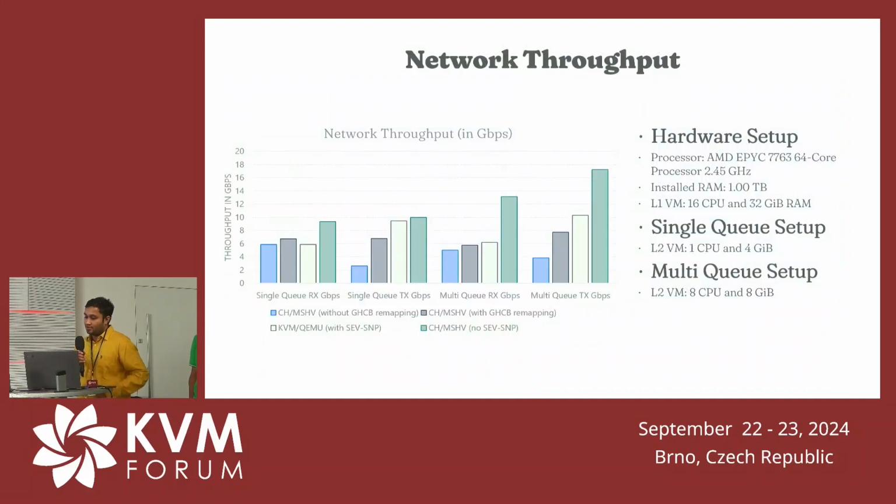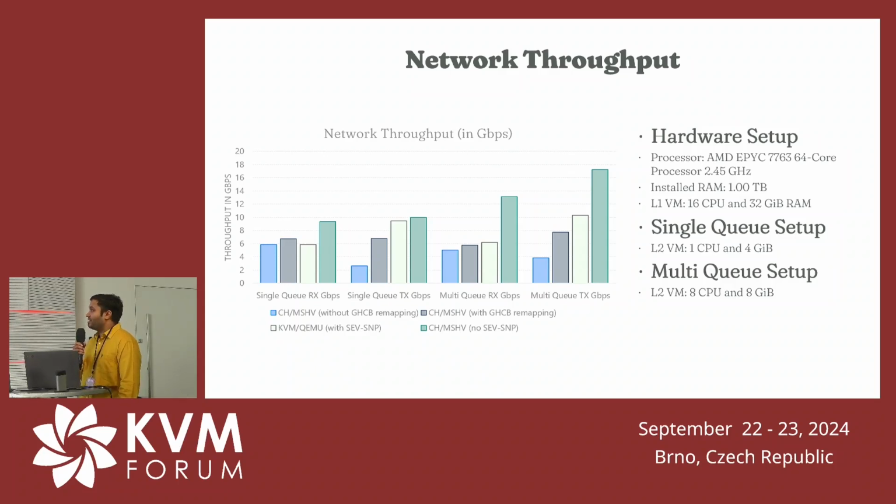For the first round of experiments, we decided to test the network throughput. To describe the hardware setup, we have AMD EPYC processors with 1 TB of RAM available in the host. For the L1 VM that was shown in the previous diagram, we have 16 CPUs with 32 gigs of RAM. We do two different sets of experiments, one with single queue and the other with multi-queue. These are different setups in which virtio-net could be run with TUN/TAP interfaces. In the single queue setup, we have 1 CPU and 4 gigs of RAM. In the multi-queue setup, we have 8 CPUs and 8 gigs of RAM.